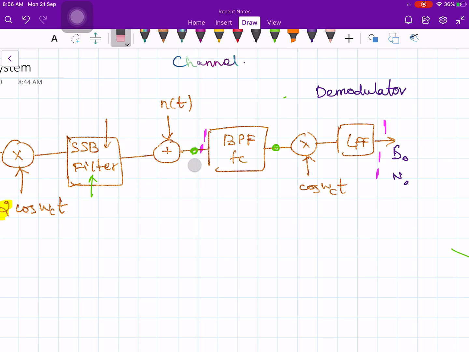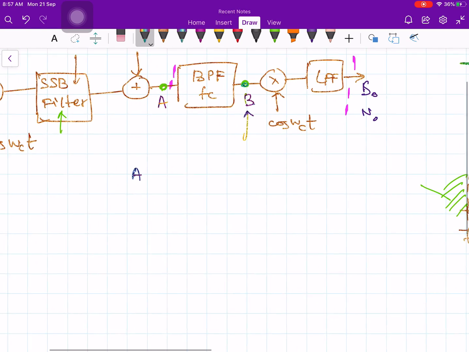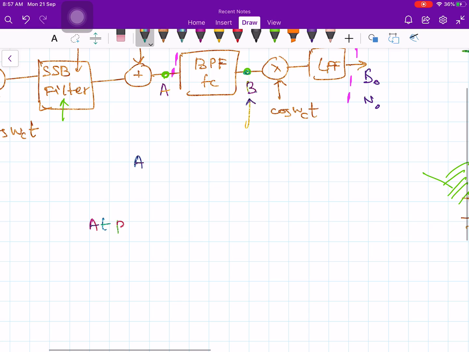Now let us take 2 points here. This is point A and this one is point B. So it is more meaningful or useful to talk about the noise power at the output of the band pass filter at point B, that is the front end of the demodulator, because at point A if you try to calculate the noise power, what is the noise power?